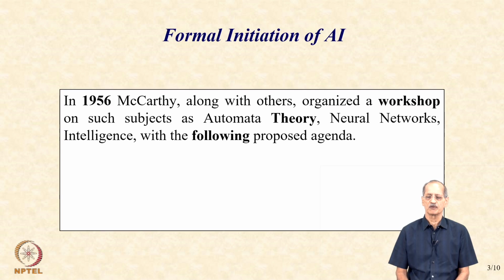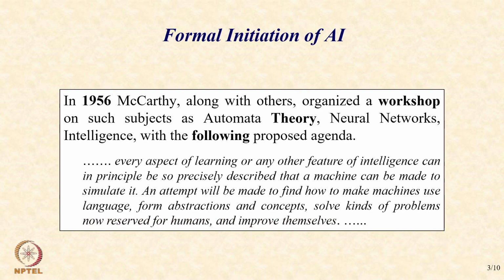Of course, all these were informal activities and developments, and only in 1956 the formal initiation of AI happened, with McCarthy and others organizing a workshop on such subjects as automata theory, neural networks, and intelligence, and the agenda which they proposed for this workshop was as follows. It said, among other things, every aspect of learning or any other feature of intelligence can in principle be so precisely described that a machine can be made to simulate it. This was the premise or the hypothesis with which they started this workshop, and it was mentioned that in this workshop an attempt will be made to find how to make machines use language, form abstractions and concepts, solve kinds of problems now reserved for humans and improve themselves.